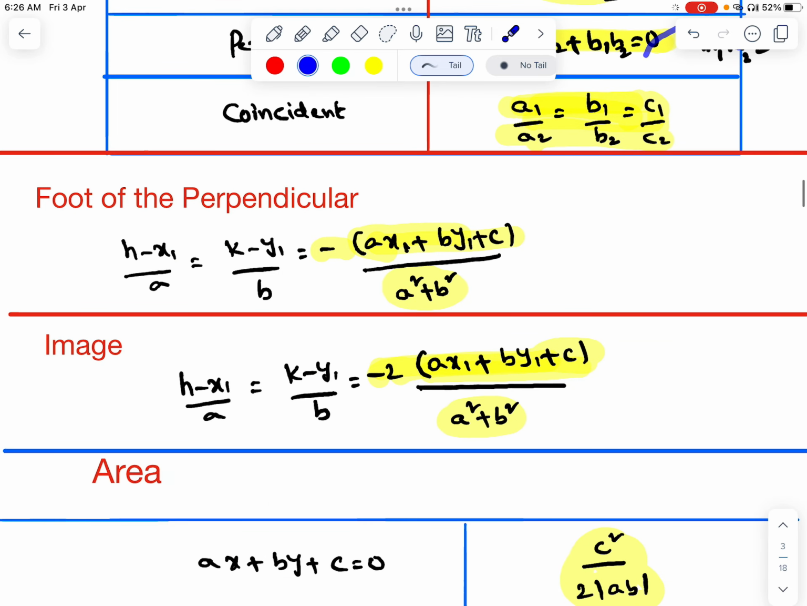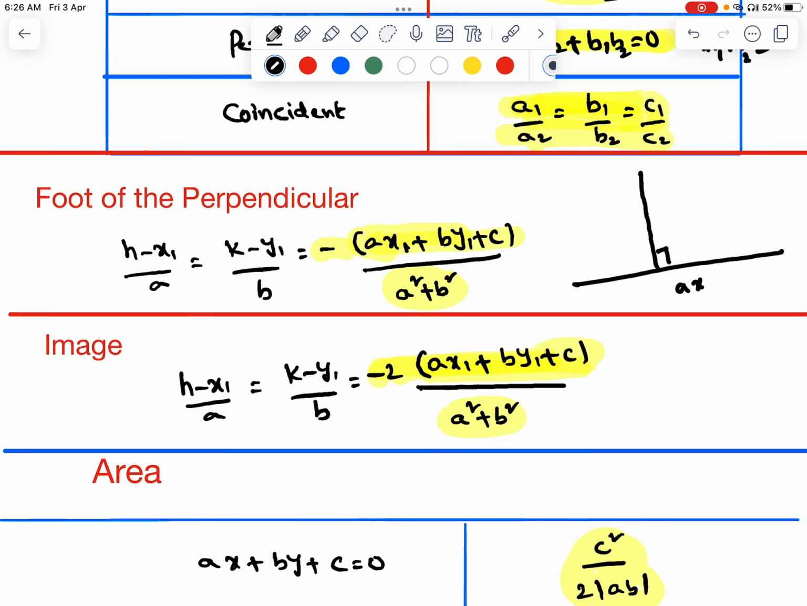Foot of the perpendicular. This is the diagram. Okay. This is the line ax plus by plus c is equal to 0. This is the point P (h, k), whatever it may be. Okay. The foot of the perpendicular formula is (h minus x1) by a equal to (k minus y1) by b is equal to minus (ax1 plus by1 plus c) by (a square plus b square). Here 2 points: P is equal to (x1, y1) and Q is equal to (h, k).